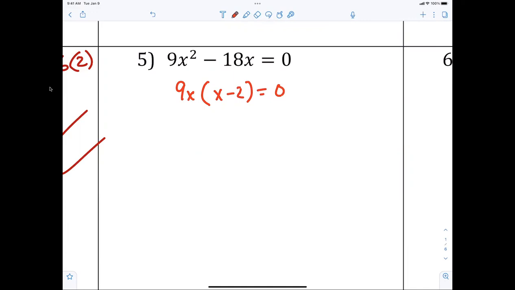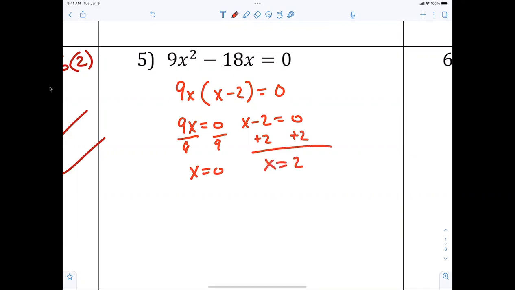GCF. Now, like I said, a great many of you did really well on your last test, so there really shouldn't be a problem with solving two-step equations. Again, all we're doing is factor, set the factors equal to 0, and solve. At this stage, this is what should be done. 9x equals 0, x minus 2 equals 0. Divide both sides by 9, x equals 0. Add 2 to both sides. X equals what? 2. So my answers are x equals 0 or x equals 2.